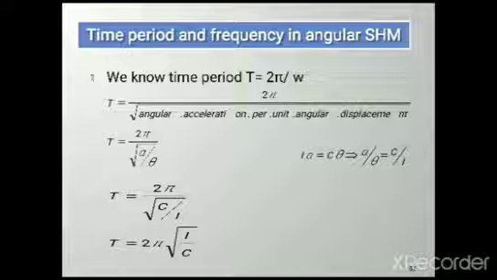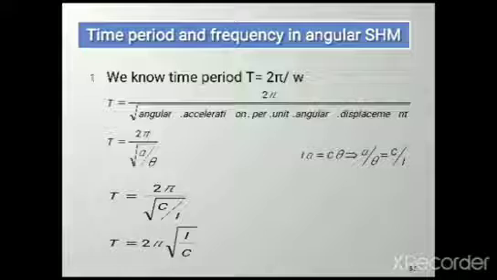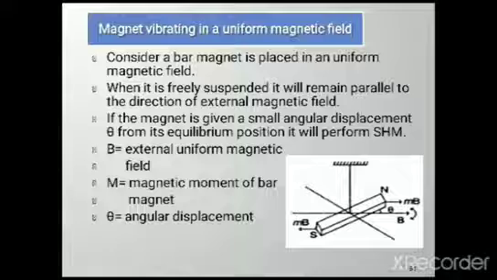If you substitute the value of alpha upon theta from the equation, then we will get alpha upon theta as C upon I. So T is equal to 2 pi square root of I upon C. So this is the time period of an angular SHM. Frequency, one can find out by taking the reciprocal of this. So this is all about angular SHM.